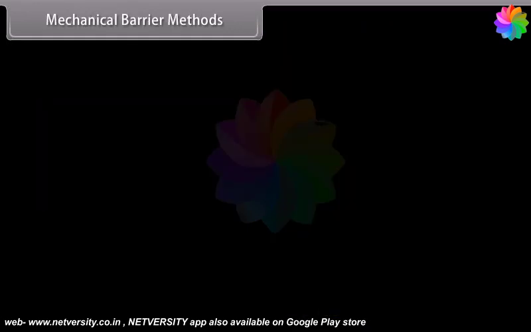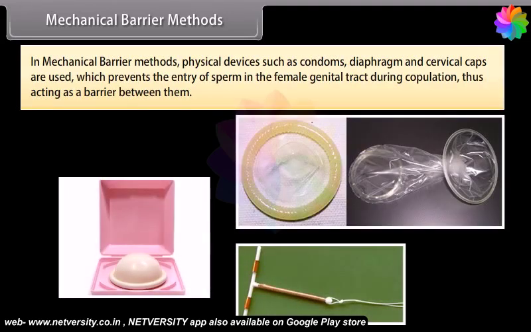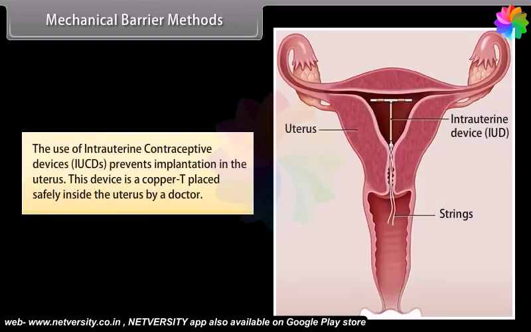Mechanical barrier methods. In mechanical barrier methods, physical devices such as condoms, diaphragm, and cervical caps are used, which prevent the entry of sperm into the female genital tract during copulation, thus acting as a barrier between them. The use of intrauterine contraceptive devices, IUCDs, prevents implantation in the uterus. This device is a copper T placed safely inside the uterus by a doctor.